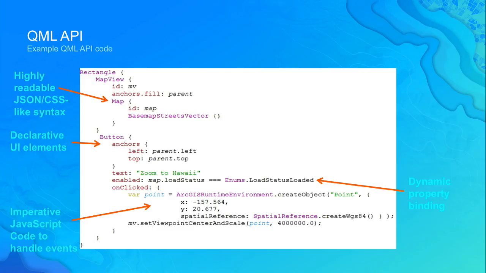You have this dynamic property binding, so whenever properties change, for instance here, the map's property load status, as that changes, it's reevaluating to see if it's equal to the load status loaded enum, and then the button becomes enabled. And that's all you have to write to do that code because of the property binding that's being done in the QML engine. And then obviously we bring in the ArcGIS Runtime into the QML space.